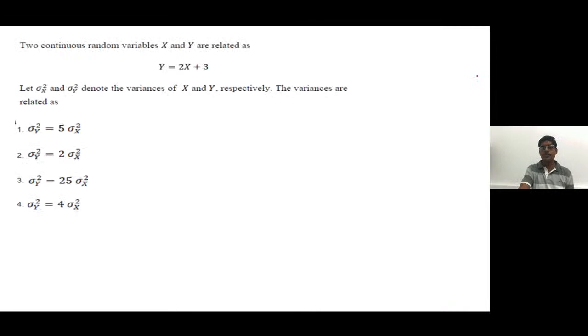The next question: two continuous random variables x and y are related as y is equal to 2x plus 3, and let sigma square x and sigma square y denote the variance of x and y respectively. The variances are related as, 4 options given. This question is from probability and statistics, random variables. So we know that the variance of ax plus b, where x is a random variable and a, b are constants, is equal to a square into the variance of x plus that constant value 0. Variance of a constant is 0.